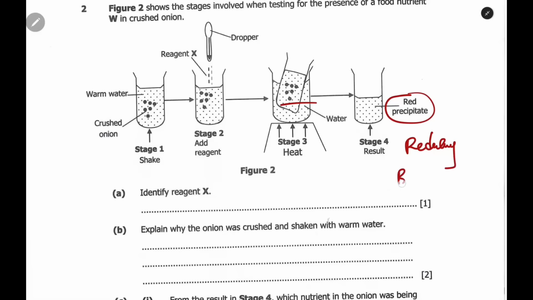And what is the reagent that is used? That is Benedict's what? Solution. So in other words, reagent X is Benedict's solution. That is the reagent that is used. I guess you get the way it is flowing here.